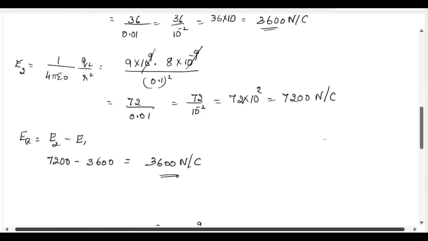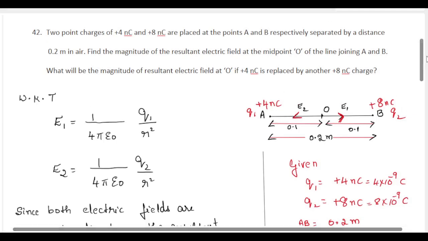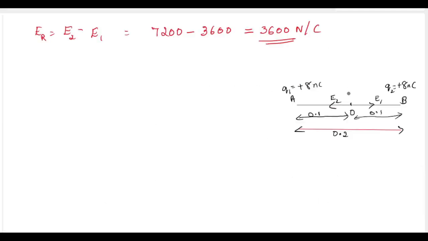This is the answer. The magnitude of resultant electric field ER at midpoint O is 3600 Newton per coulomb. Now we have a sub question here. What will be the magnitude of resultant electric field at O if 4 nanocoulomb is replaced by another 8 nanocoulomb charge? Now the question is, previously this Q1 charge was 4 nanocoulomb and now it is replaced by a plus 8 nanocoulomb. So both the charges are equal here, plus 8 nanocoulomb and plus 8 nanocoulomb.